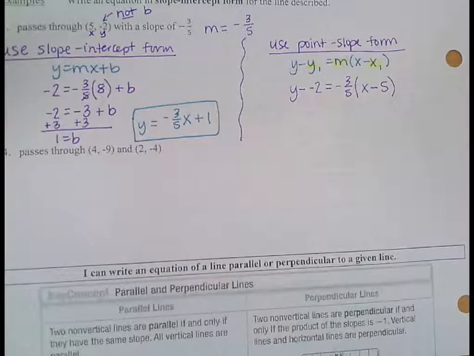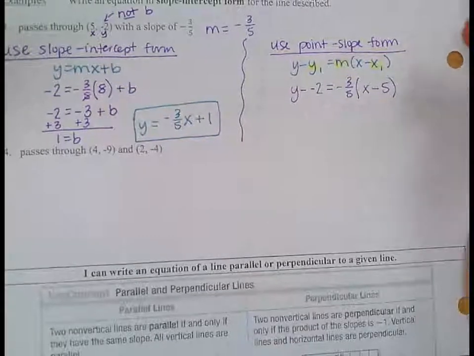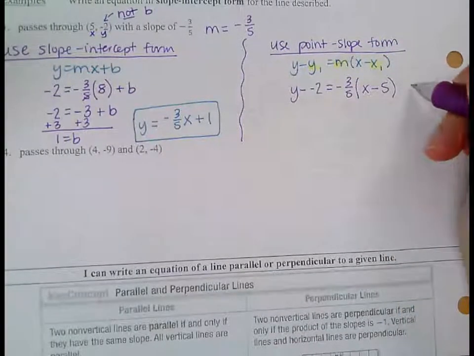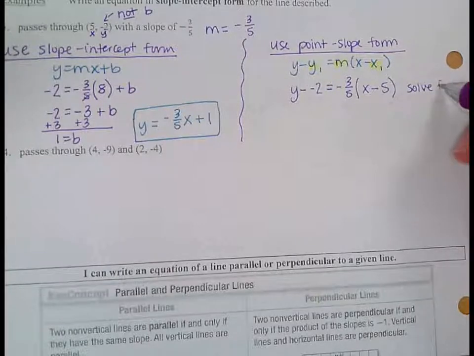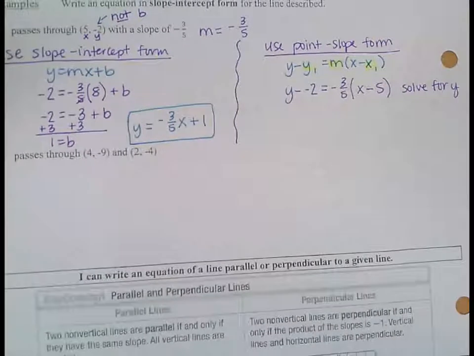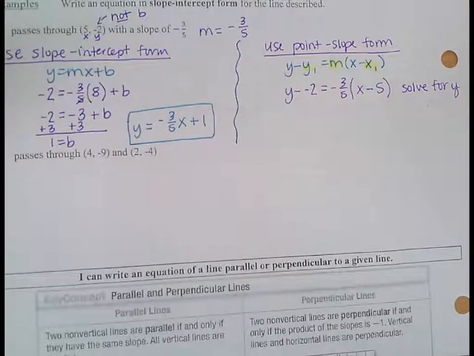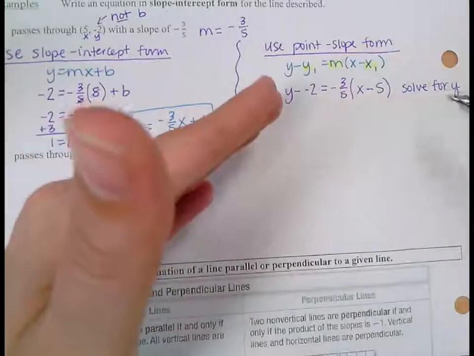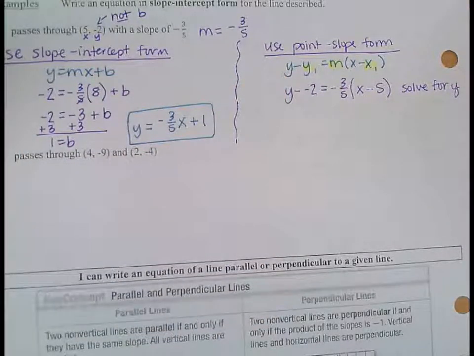So then what's nice about this form is once I have that substituted in, I just solve this for y, and I have my answer. I have the equation in slope-intercept form when I solve this for y. So I don't have to find b and then plug everything back into the formula. I just plugged it in once, solve for y, and I'm done.